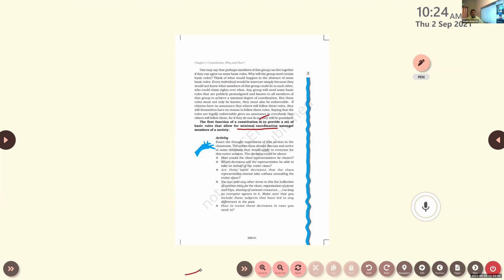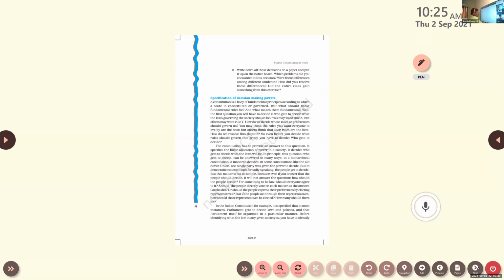I already told you, there are different groups of people in the society. So rules and regulations are there in the constitution. Sometimes all the people in the society cannot accept all these rules and regulations, but some rules and regulations anyway they have to accept. Clear? So we can say that in one way or the other, rules and regulations are there in the constitution that can be accepted by almost all the people in the country, right? So that's it. It is the first function of the constitution that provides a set of basic rules that create a minimum coordination in the society.